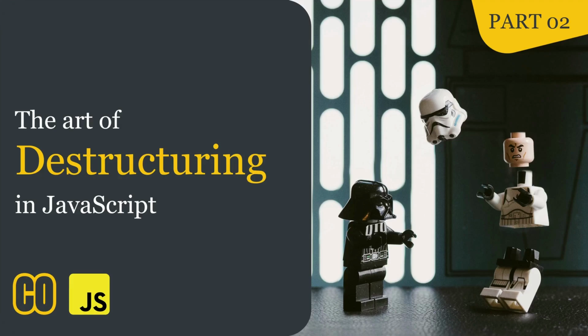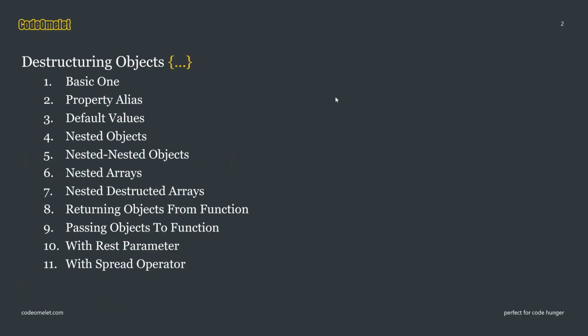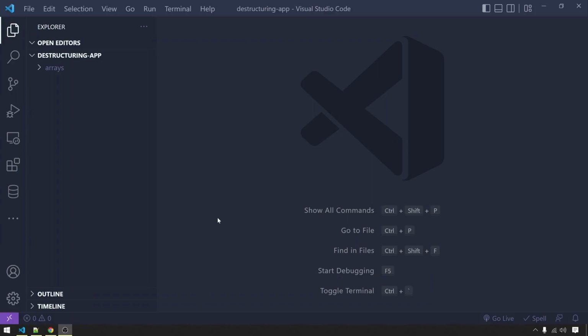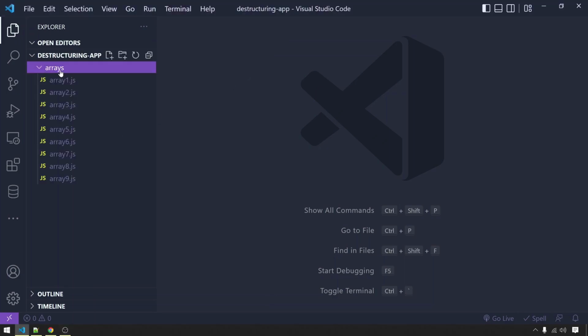Now, let's talk about destructuring objects. Similar to what we have seen in the previous video, here we'll hit these touch points to understand destructuring objects. Let's jump into coding. Here, we are starting with the same destructuring app folder, which we have already seen in the previous example. Here you can also find the arrays folder.